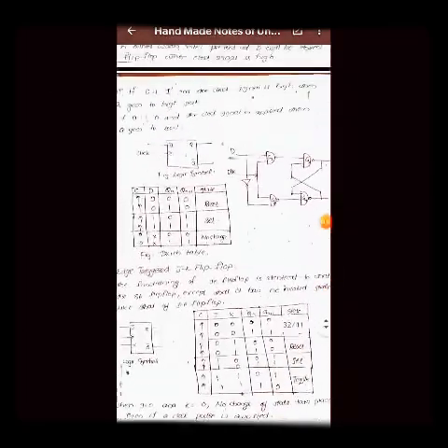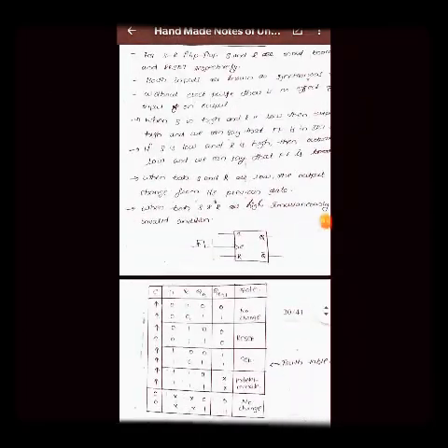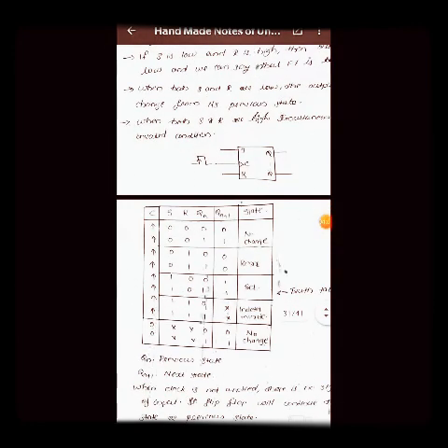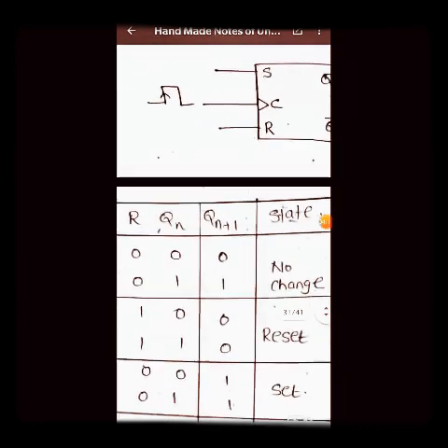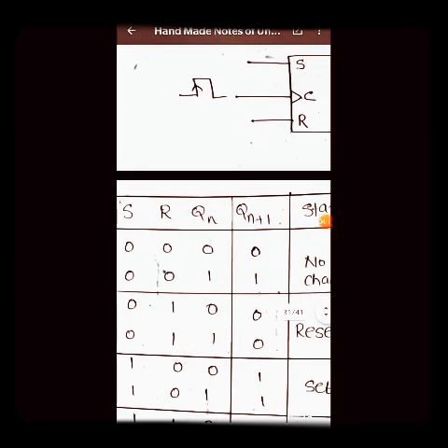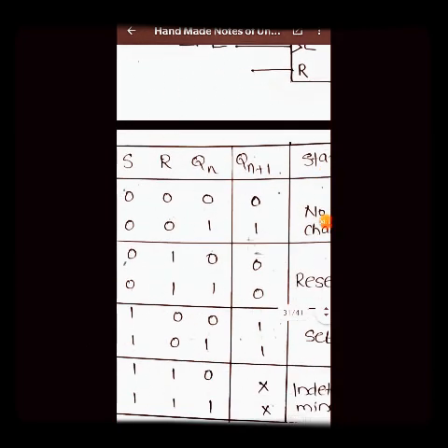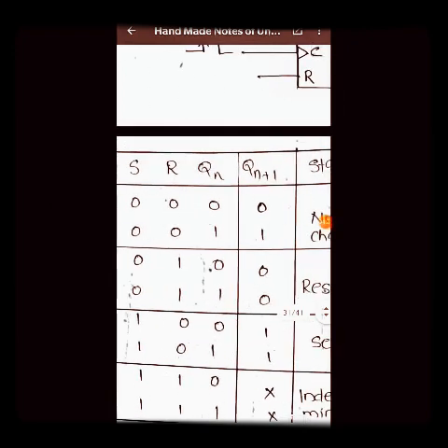this is the characteristic table of SR flip-flop. In this SR flip-flop, as you can see, this is a 00, the Qn and Qn plus 1 values, and these are outputs. What are the corresponding inputs of this 00? The corresponding inputs of S and R are 0. The value of S is 0 and the value of R is 0 for this 00 value of Qn plus 1.